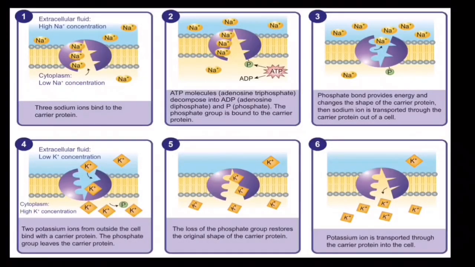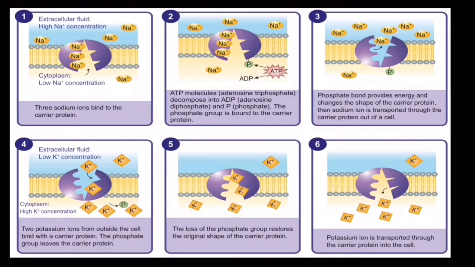Carrier proteins that are involved in active transport are known as pumps. There are two types of pumps, which are sodium-potassium pump and proton pump. In sodium-potassium pump, 3 sodium ions bind to the carrier protein. The ATP decomposes into ADP, and the phosphate group is bound to the carrier protein. Phosphate bond provides energy and changes the shape of carrier protein. Then, sodium ion is transported through the carrier protein out of the cell.